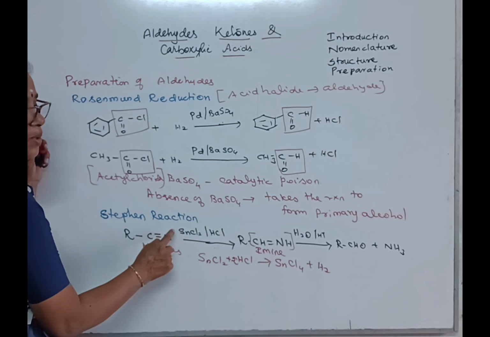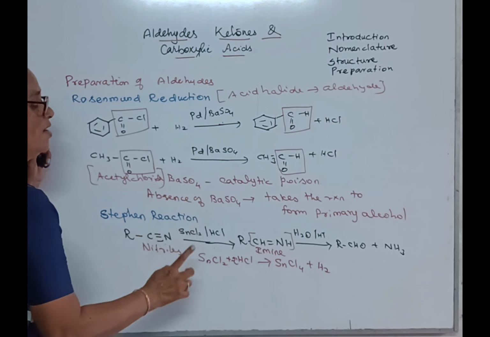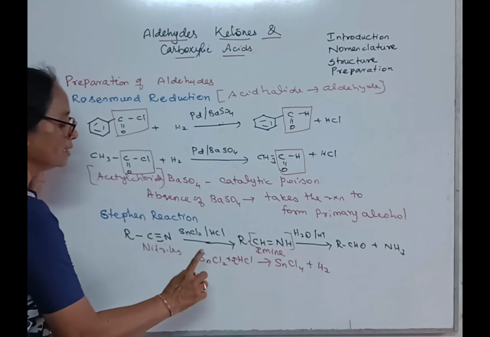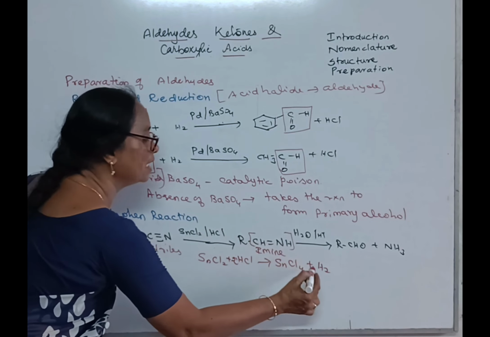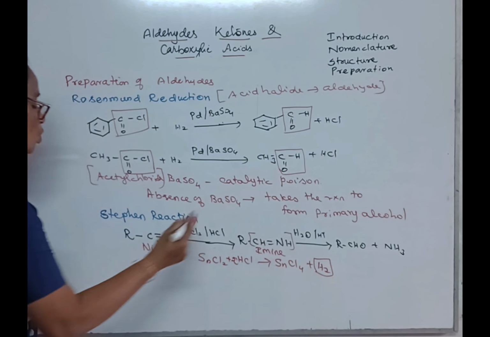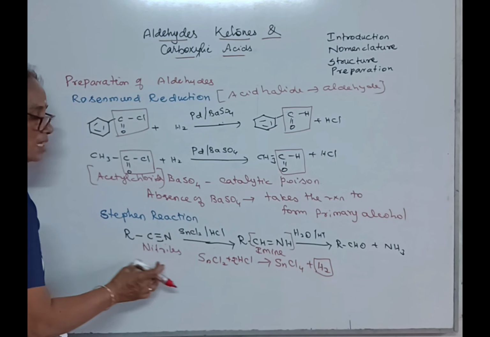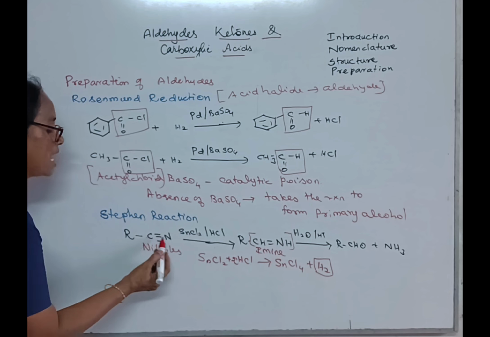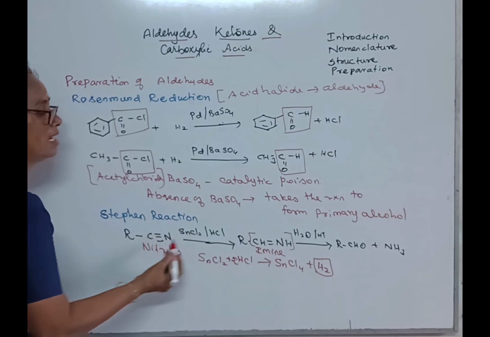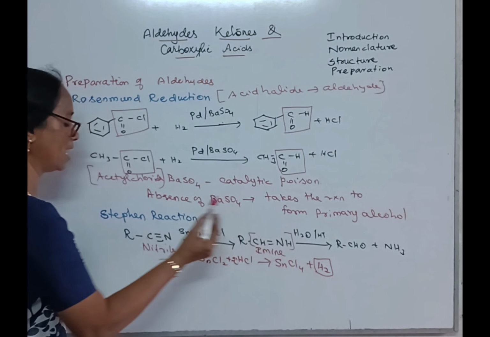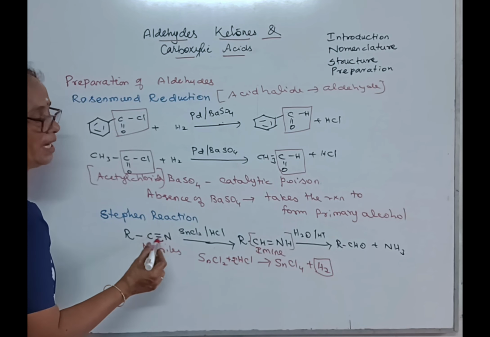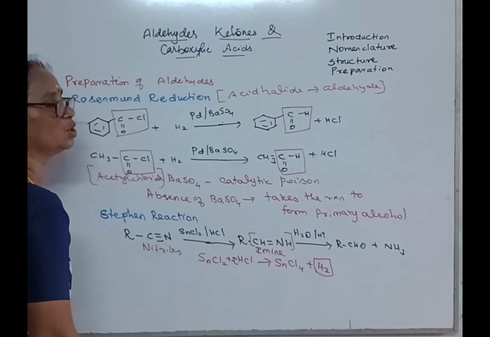Stannous chloride is actually tin(II) chloride. When it reacts with the HCl, that is converted into stannic chloride and hydrogen. This liberated hydrogen is used for the reduction of nitriles. So this hydrogen is shared between the C triple bond N, and hence we are getting CHNH. As 1 mole of hydrogen is added, the carbon nitrogen triple bond is reduced to a double bond.